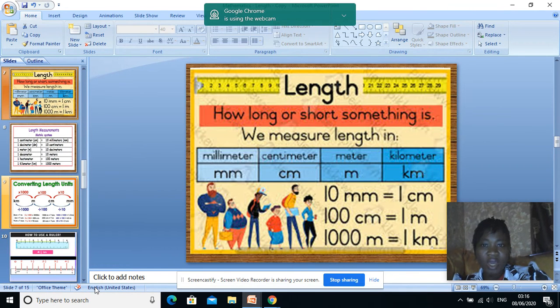Let's see how do we measure length? We've talked about millimeter, we've talked about the centimeter, we've talked about the meter and the kilometer. Now the millimeter is written as mm, the centimeter is written as cm, the meter is written as m, while the kilometer is written as km. So we can see that 10 millimeter equal to 1 centimeter. 100 centimeter equal to 1 meter. 1000 meter equal to 1 kilometer.